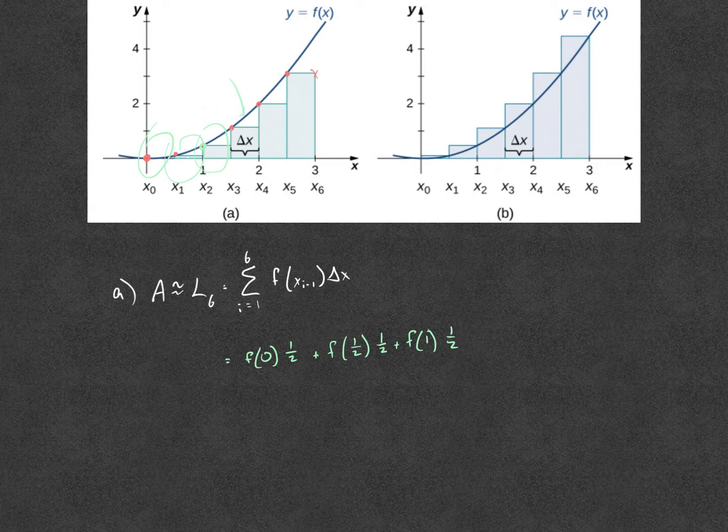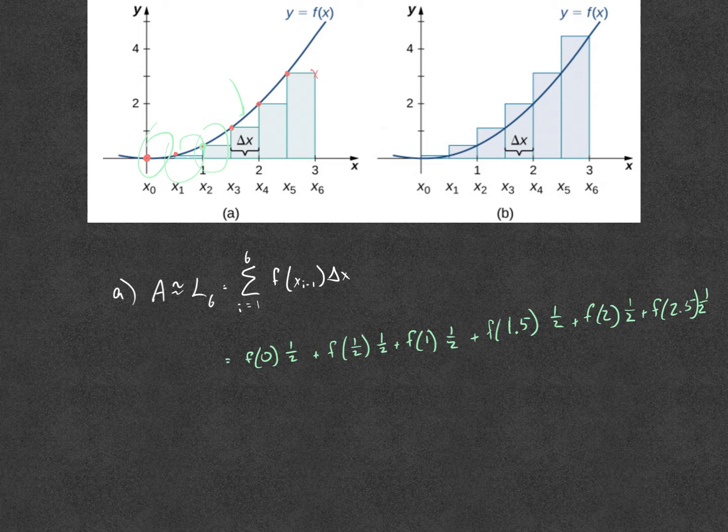Now we're at 1.5, f of 1.5. I'll write it as a decimal. f of 1.5 times a half. That's 4 rectangles. f of 2 times a half. That's 5 rectangles. f of 2.5 times a half. All those times a halves represent the width of the rectangle, and all of the f of's represent the height of each rectangle.